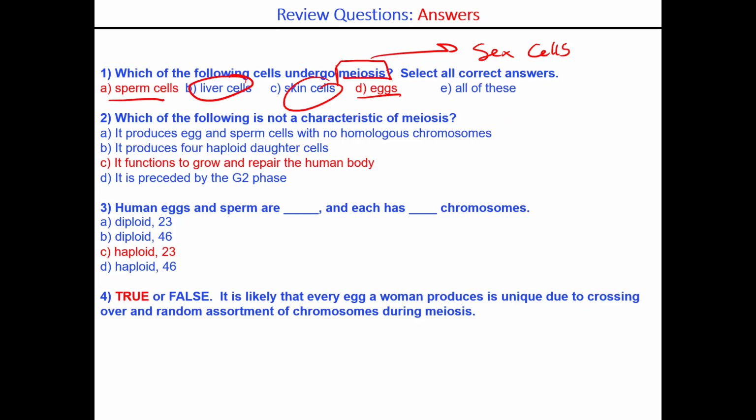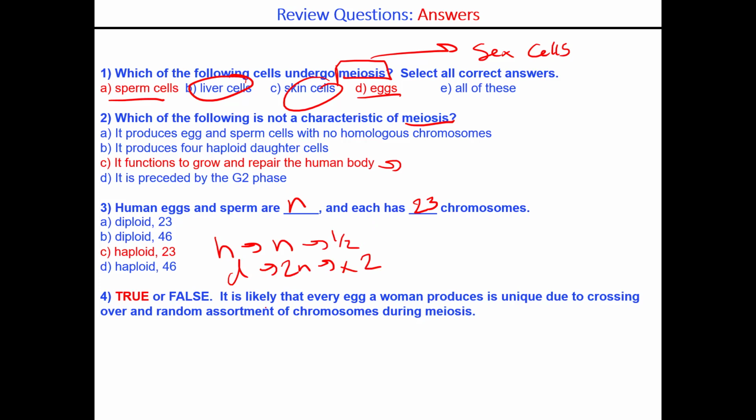Which of the following is not a characteristic of meiosis? In this case, it functions to grow and repair the human body. Remember, this specifically is going to be for mitosis. Human egg and sperm cells are haploid. Remember, it's going to be an N, and each are going to have 23 chromosomes. So remember, haploid, represented by an N, is going to be 1/2 of diploid. Diploid is going to be 2N, and that is going to be twice the amount of haploid.